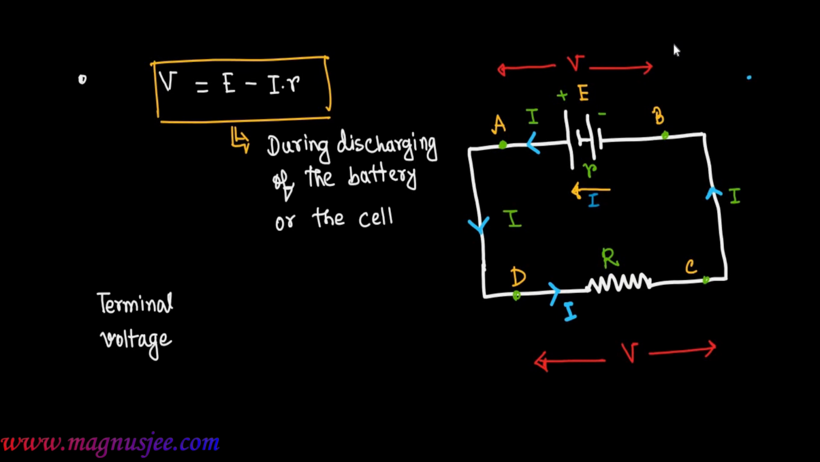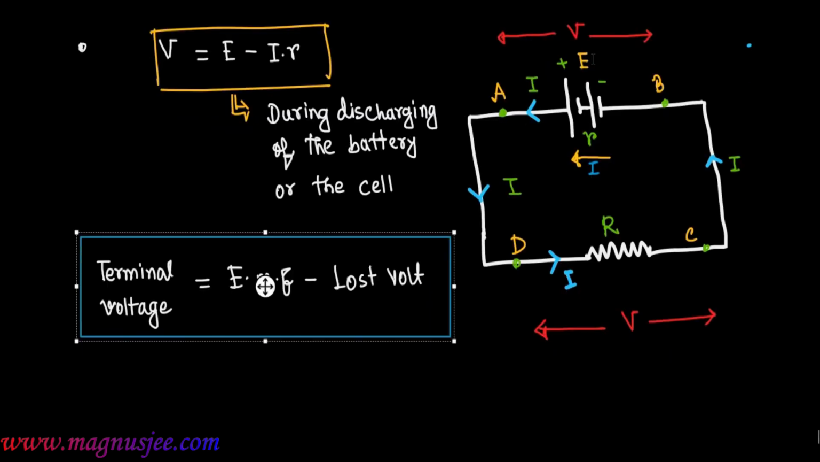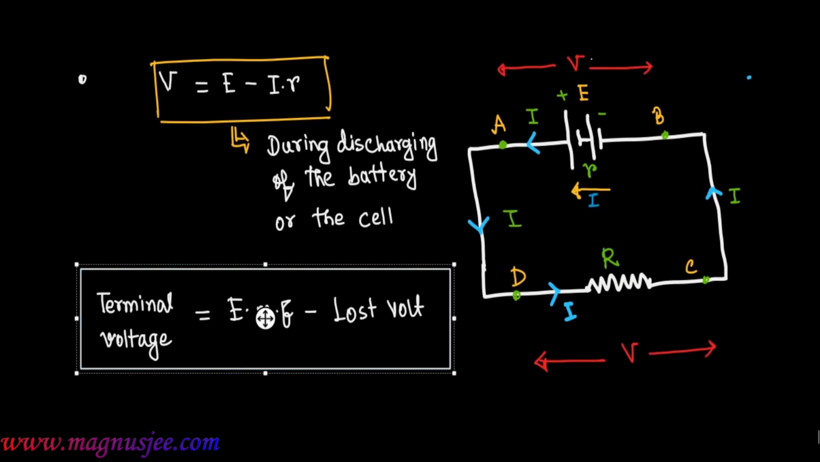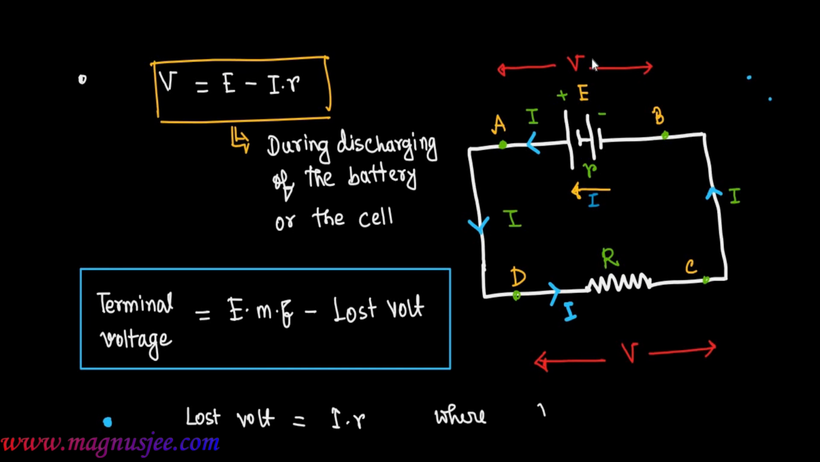That means in words, V, the terminal voltage, is equal to EMF minus lost volt. V is the terminal voltage, E is the EMF, and I dot small r is the lost volt. Terminal voltage is equal to EMF minus lost volt. Here the lost volt is I dot small r, where small r is the internal resistance of the battery. Lost volt is the product of current I and internal resistance small r.